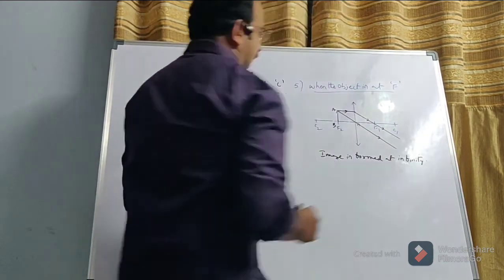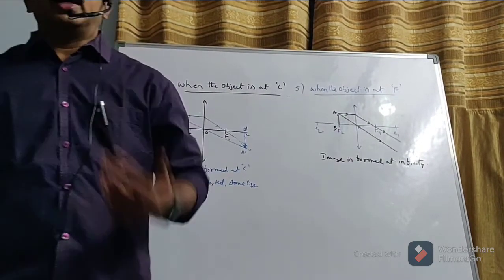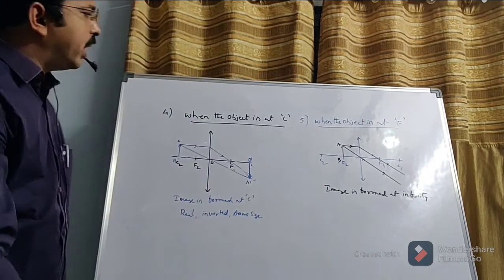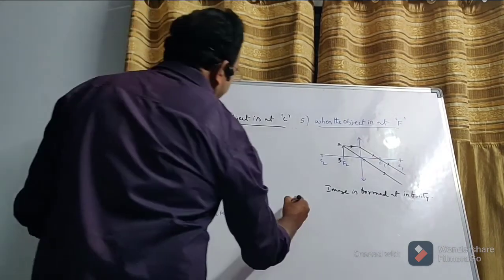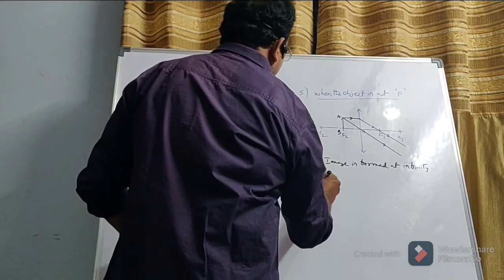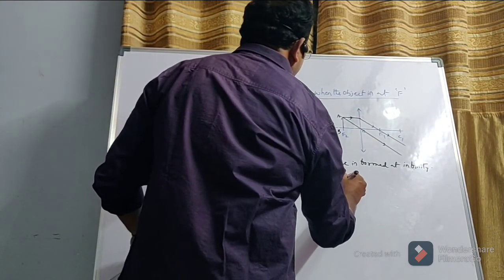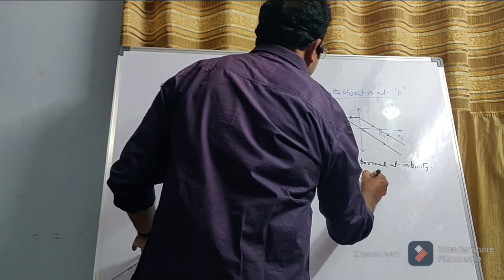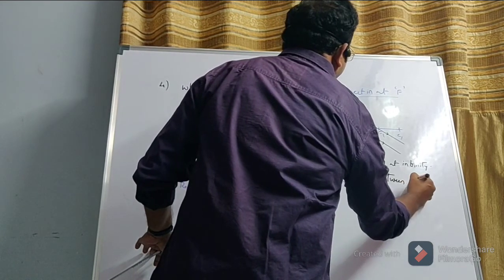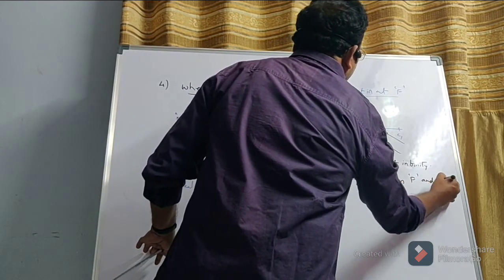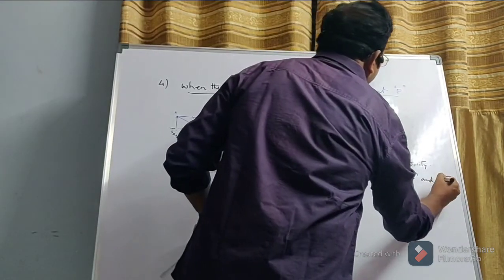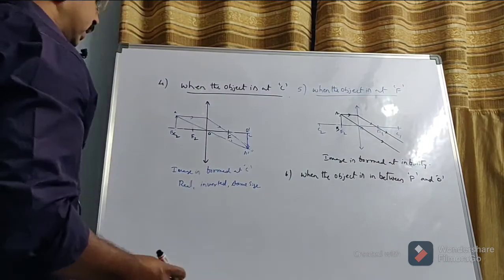So we do not talk about its characteristics. If you talk about characteristics, the image will be real, inverted, and very, very highly magnified. The last case is when the object is in between F and C, in between F and optic center. Sorry, F and optic center.